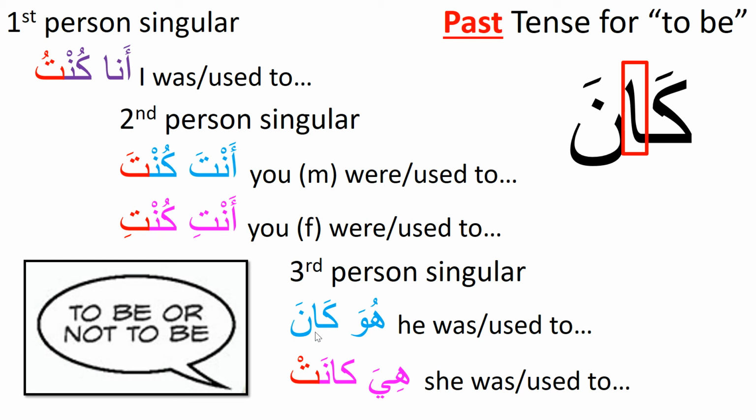Now, once you switch to the feminine here, hiya kanat. Hiya kanat tadhab. She used to or she was going.